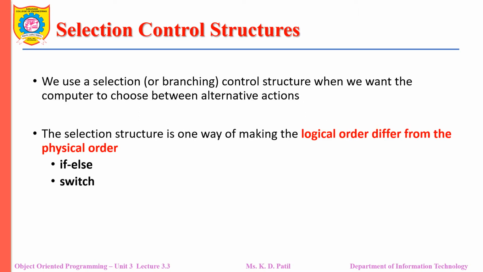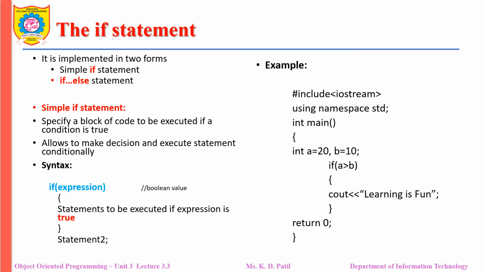Now let us see what is selection control structures. We use the selection control structures or branching structures when we want the computer to choose between the alternative actions, the alternative choices. The selection structure is one way of making the logical order different from the physical order, and in the selection control structure specifically the if-else statement and switch statement is used to differ the logical order from the physical order.